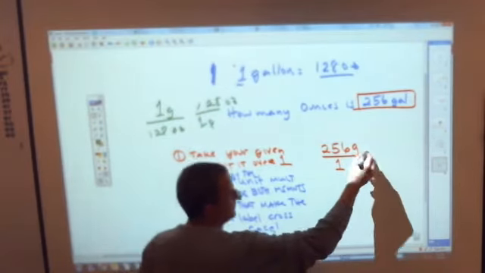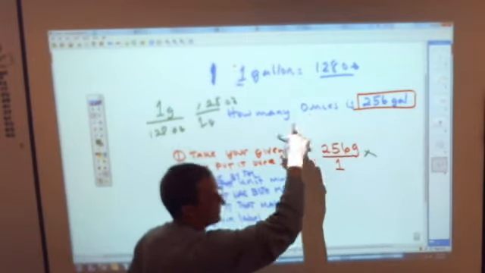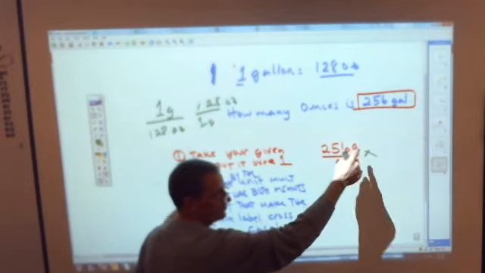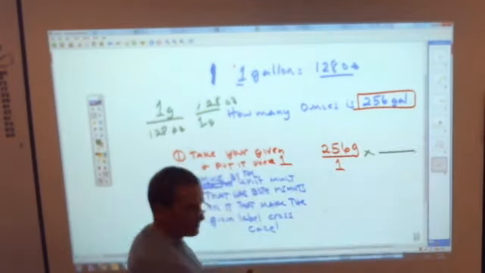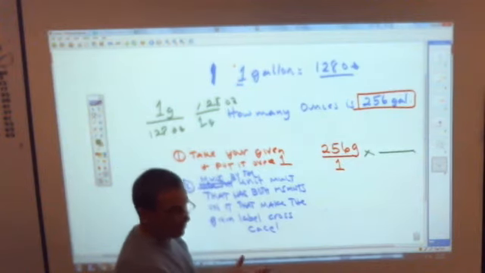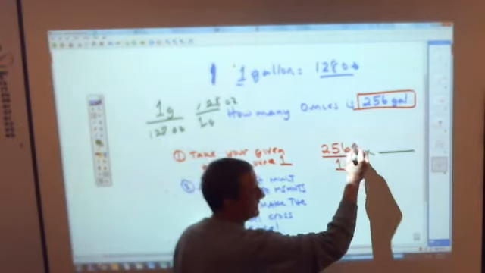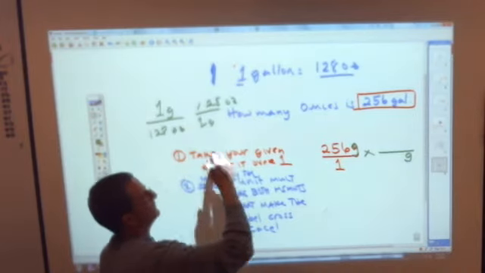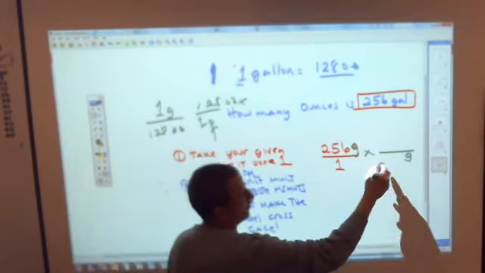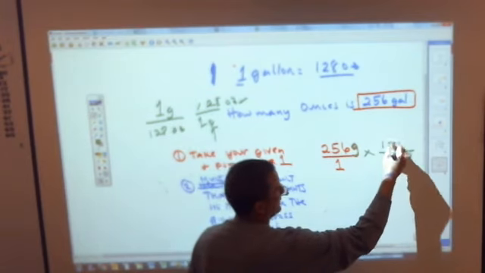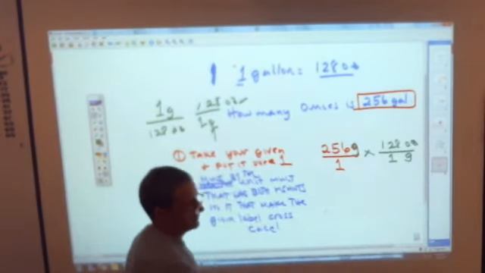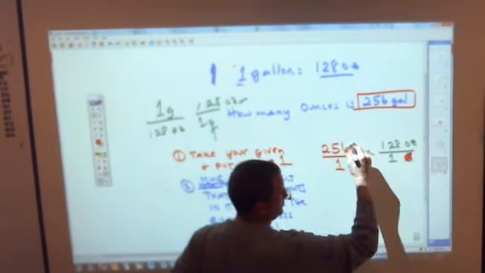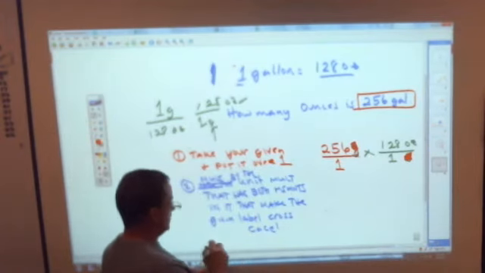Because I want to change gallons into ounces, I want this label to go away. I want to make this ounces. So the rule with fractions is if you have the same thing on top and the same thing on bottom, they cross off and go away. So if gallons is on top over here, it has to end up being on the bottom over there, which means I have to use this unit multiplier. 1 gallon is 128 ounces. Because the labels cross off, which is the most important thing, and then you just do the math for the rest of it.